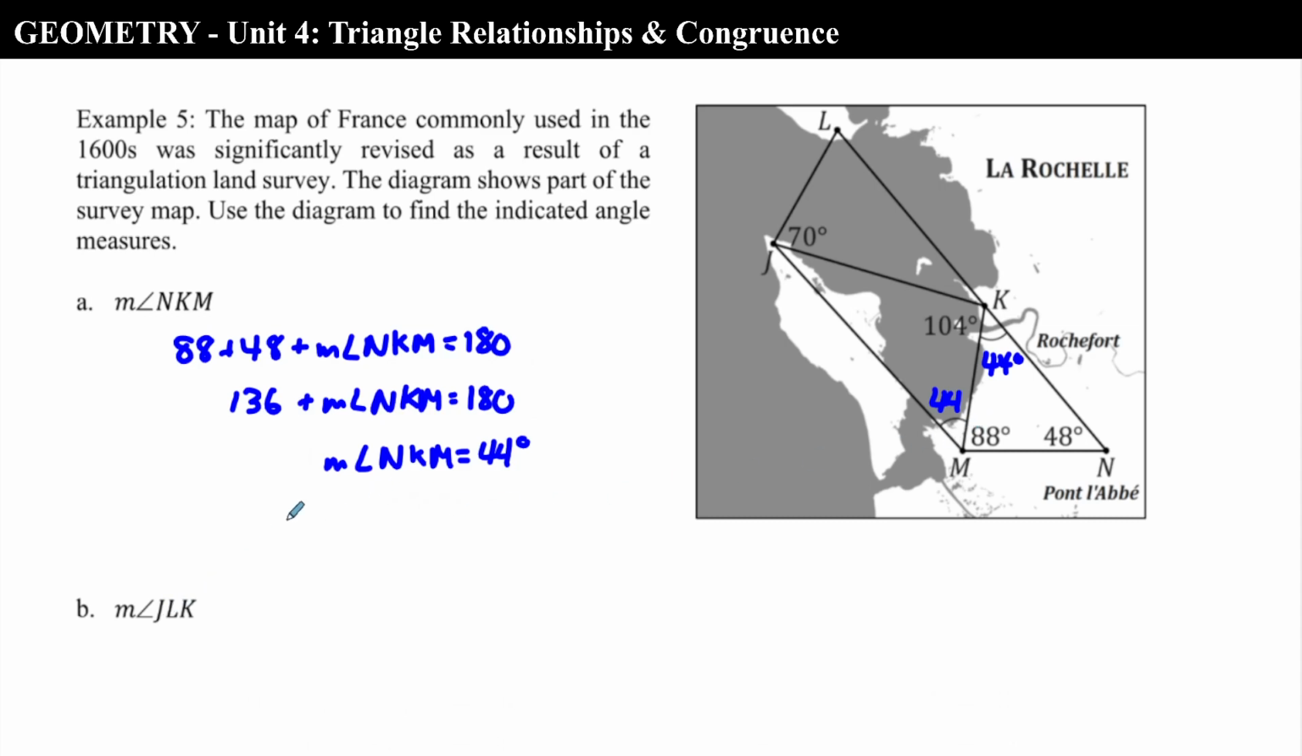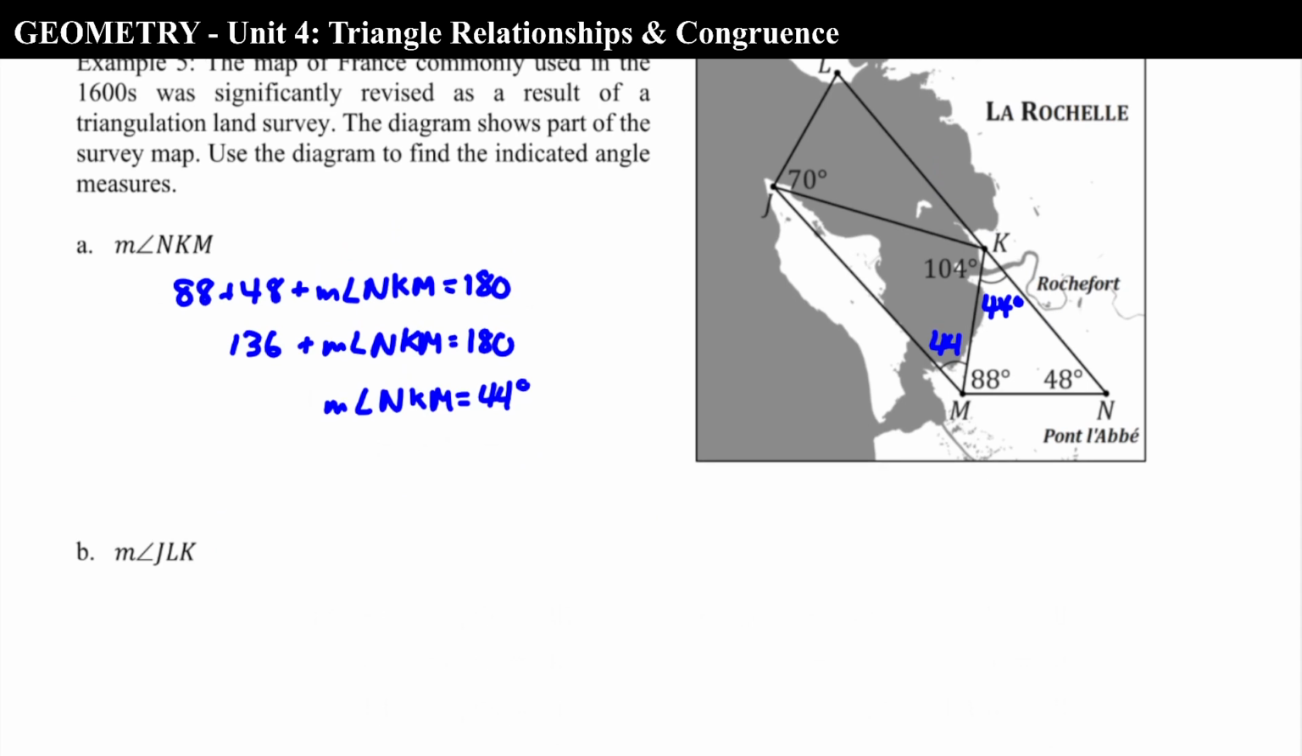Now we're asked for JLK. JLK sits right here. Well, we know that the measure of JLK is going to be this angle plus the 70 plus this angle, which we also do not know. But we can find JKL because we have 44, we have 104, and we know adding this one along with those two has to give us 180 because we have a straight angle here. So what we will do is we will go ahead and find what the measure of JKL is.